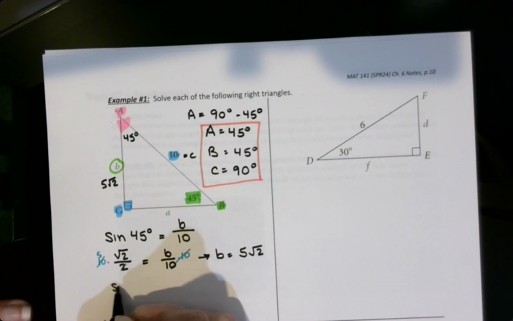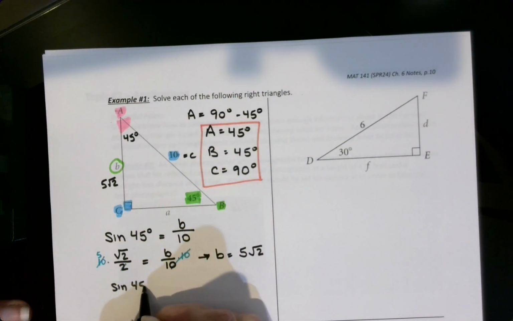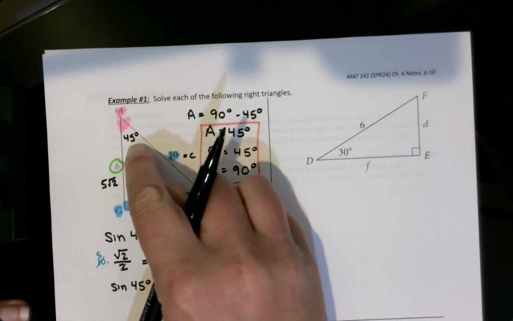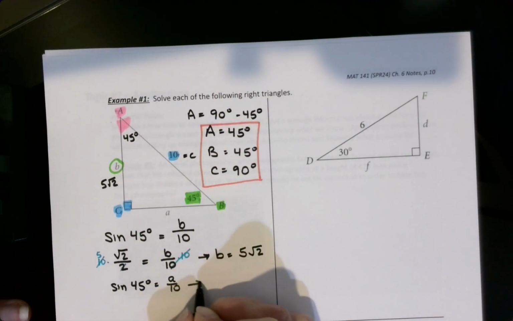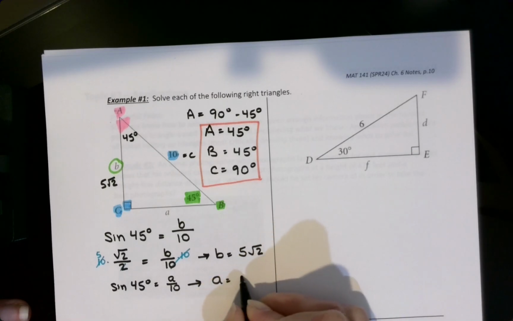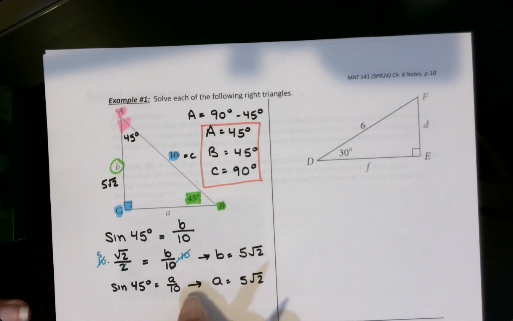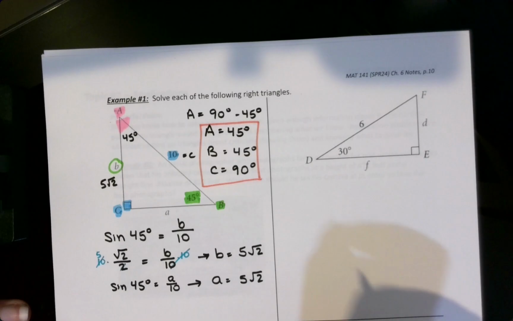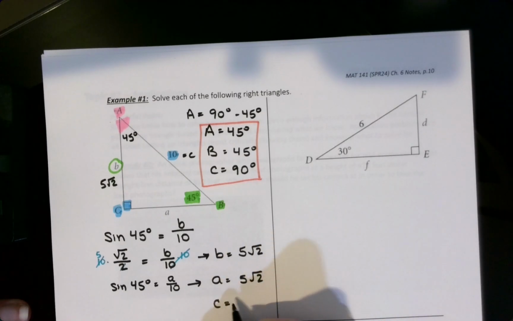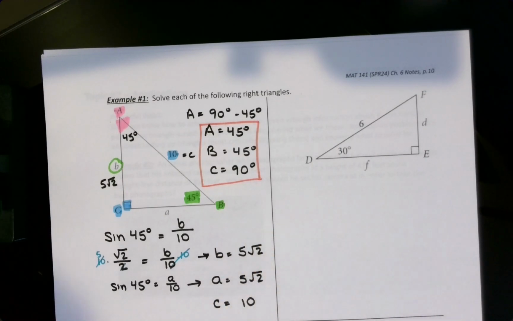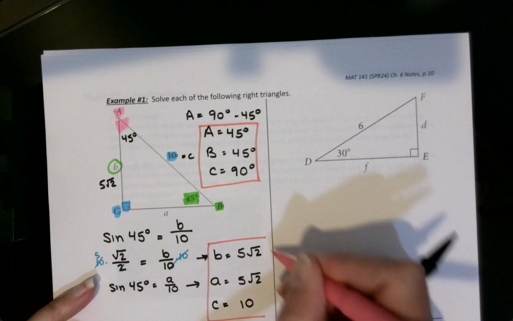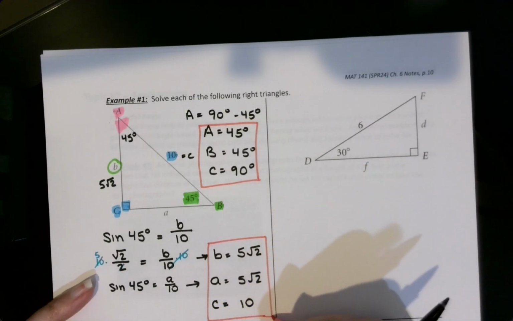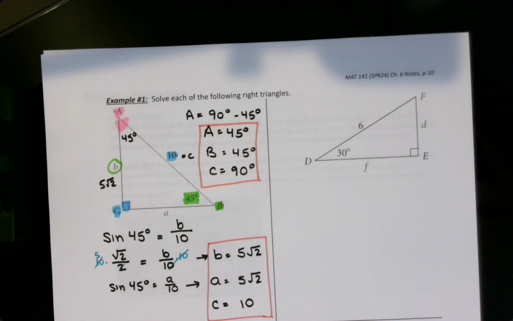So let me just write down that the sine of 45 degrees, this 45 degrees now, is A over 10. So again, that gives me A equals 5 square root of 2, similarly to what we did here with B. And we knew, of course, that C was 10. So that finishes off our list right here. We know all of the sides and all of the angles. So once we know all of those 6 measures, we've solved our triangle.